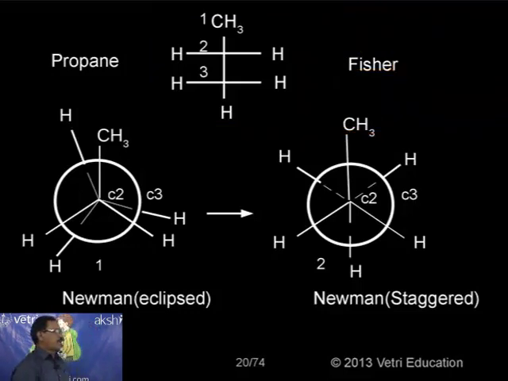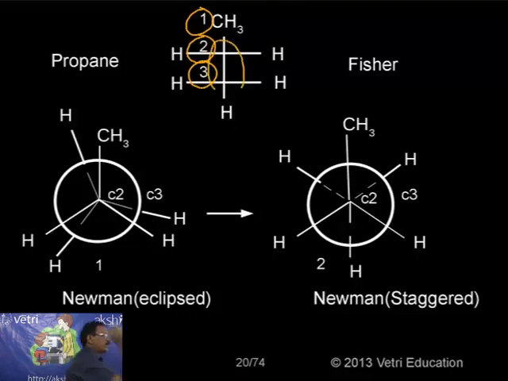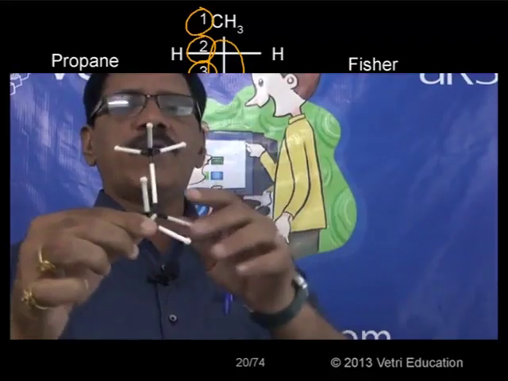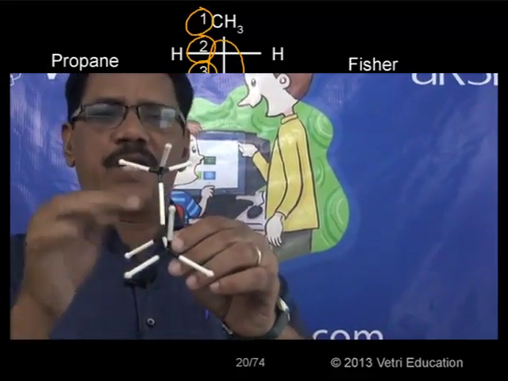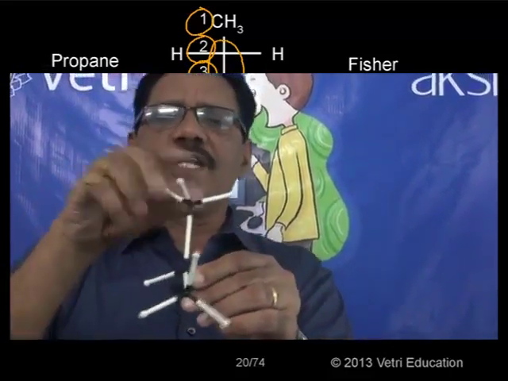So here, now we are taking carbon 1 CH3, CH2, and this is 3. Automatically, here we are considering only the C2 and C3 carbons. Now you can see the model here. What I am doing is keeping this so that when I am viewing from here, CH3 is very near to me.